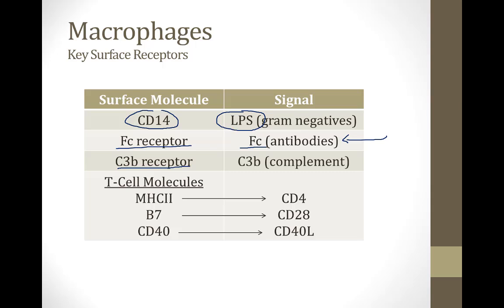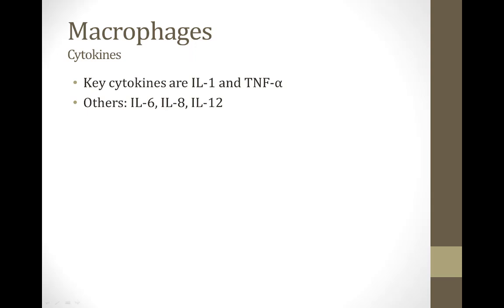is found. And then finally, there are three molecules that allow macrophages to interact with T cells. First, there's MHC class II, which binds to CD4 on T cells. B7 binds to CD28 on T cells, and CD40 binds to the CD40 ligand. And I talk about all of these structures in the module on T cells. Macrophages release several cytokines that you need to know, especially for step 1, and the two most important ones are IL-1 and tumor necrosis factor alpha. Some others that we'll talk about are IL-6, IL-8, and IL-12.